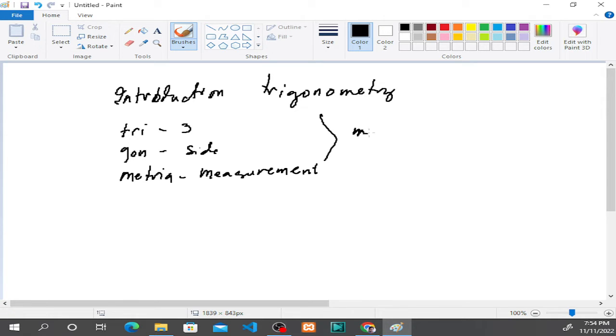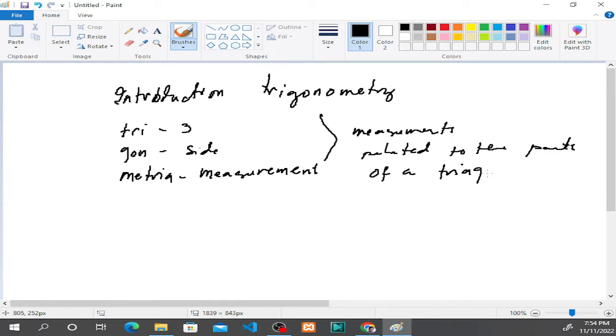So we write here: measurements related to the parts of a triangle. We have many kinds of triangles, and we'll try to cover all of them later. Basically, we'll feed you with basic information about the triangle.